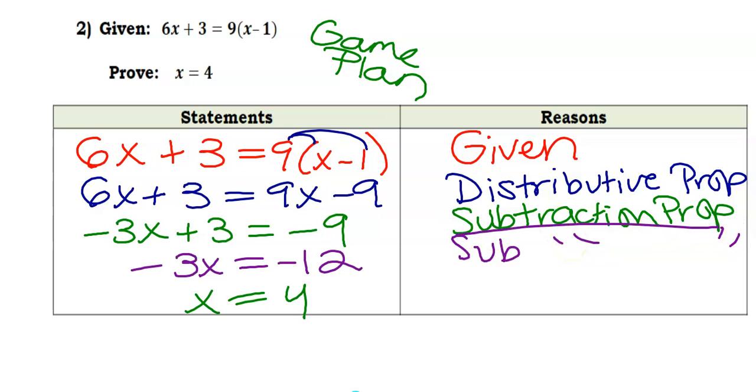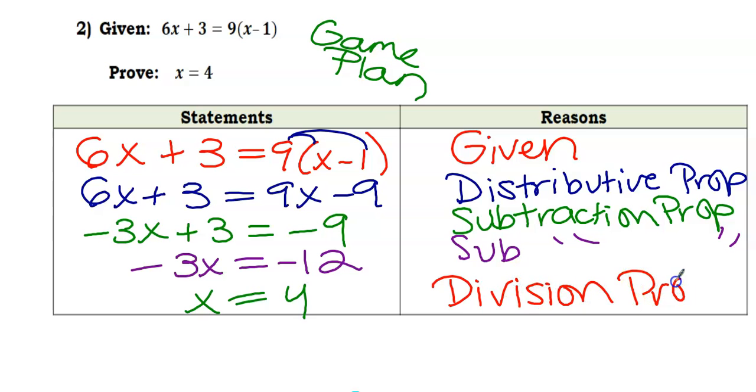And then what is my last step? How am I going to get from negative 3x equals negative 12 to x equals 4? Well, what's opposite of multiplying? Dividing. So I'm going to divide to both sides. So that is division property. So you write down how you got to the next step.